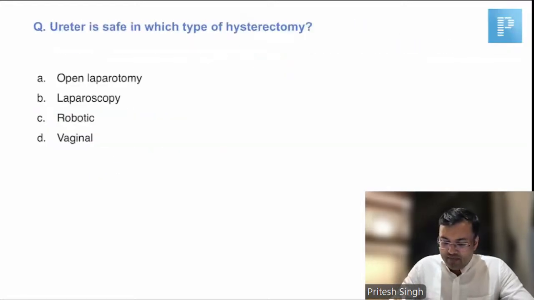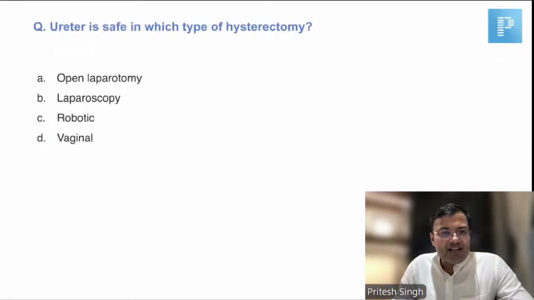Okay. Next, ureter is safe in which type of hysterectomy? So guys, it is related to gynae. So ureter is safe in which type of hysterectomy? Yes. So this will be replied by gynae people, right?